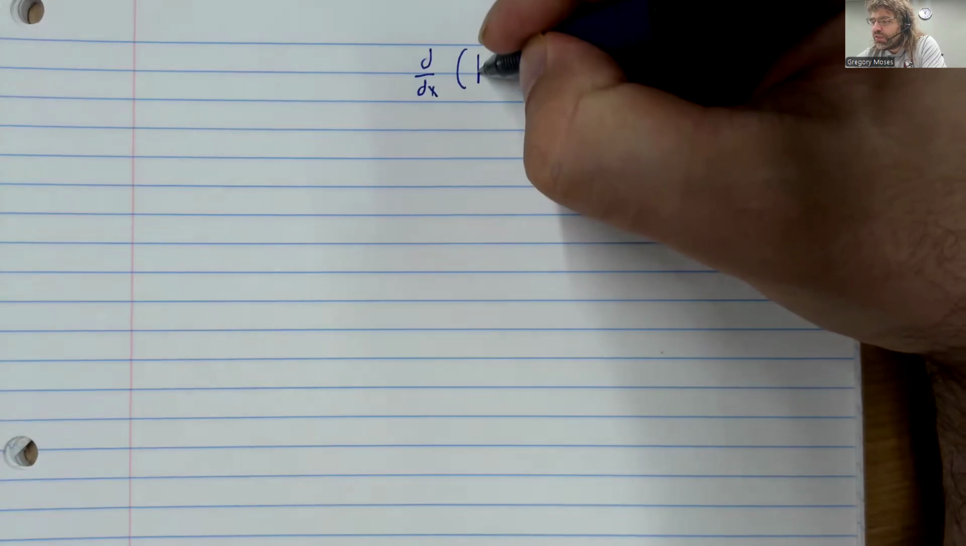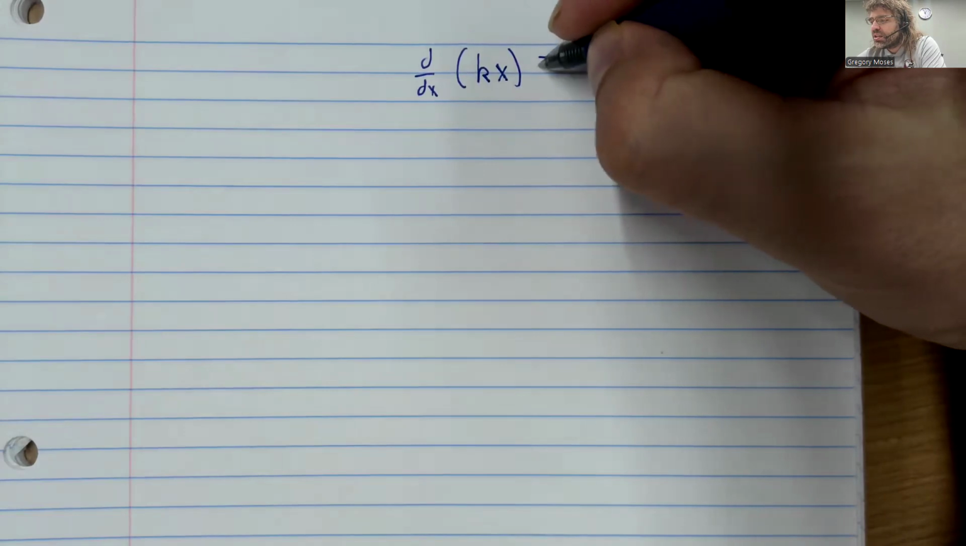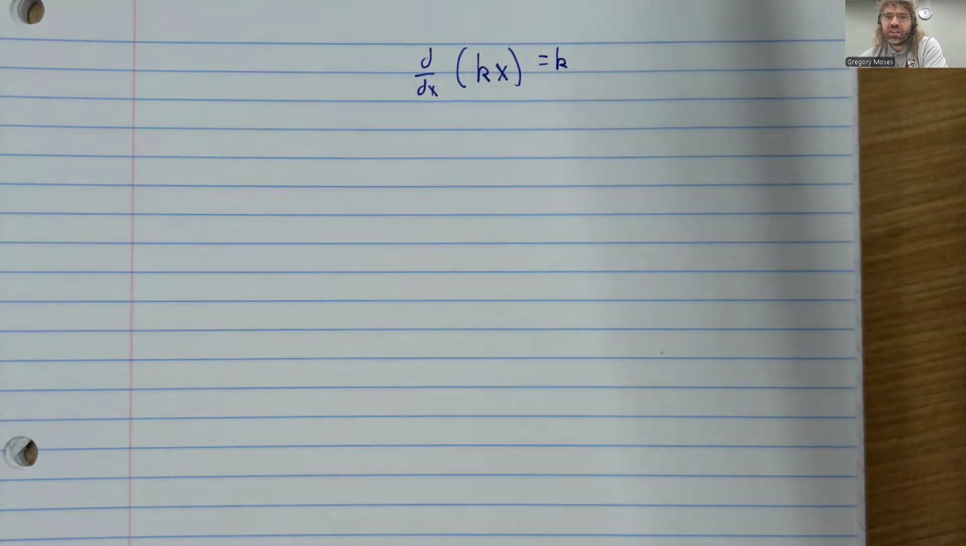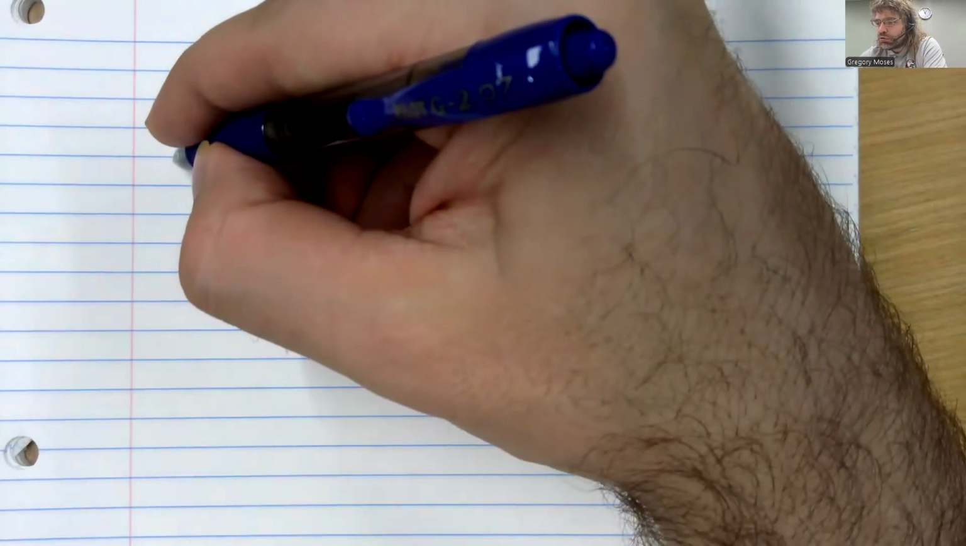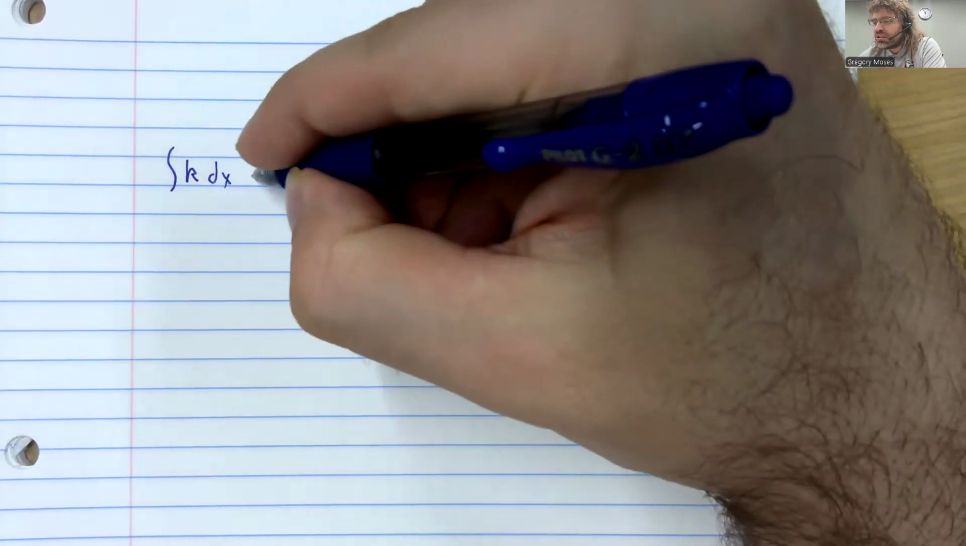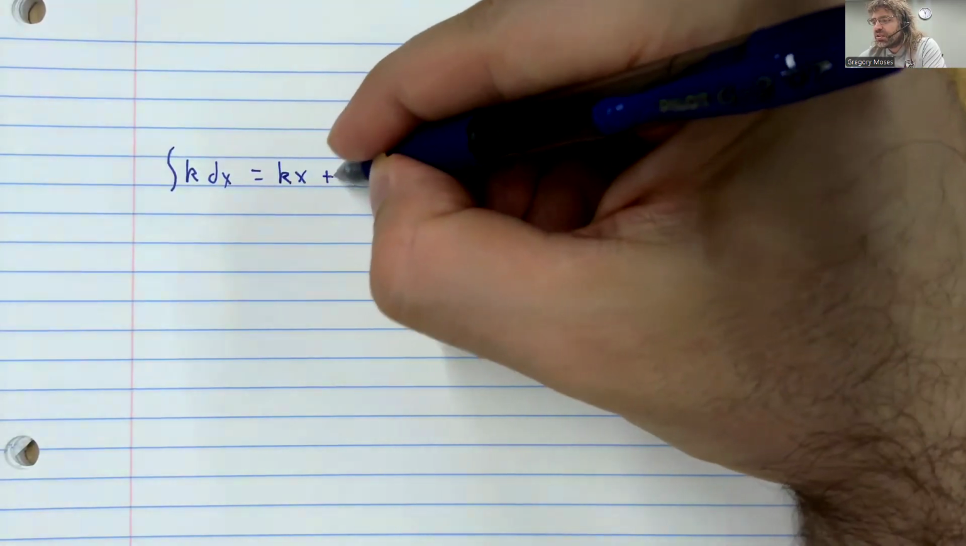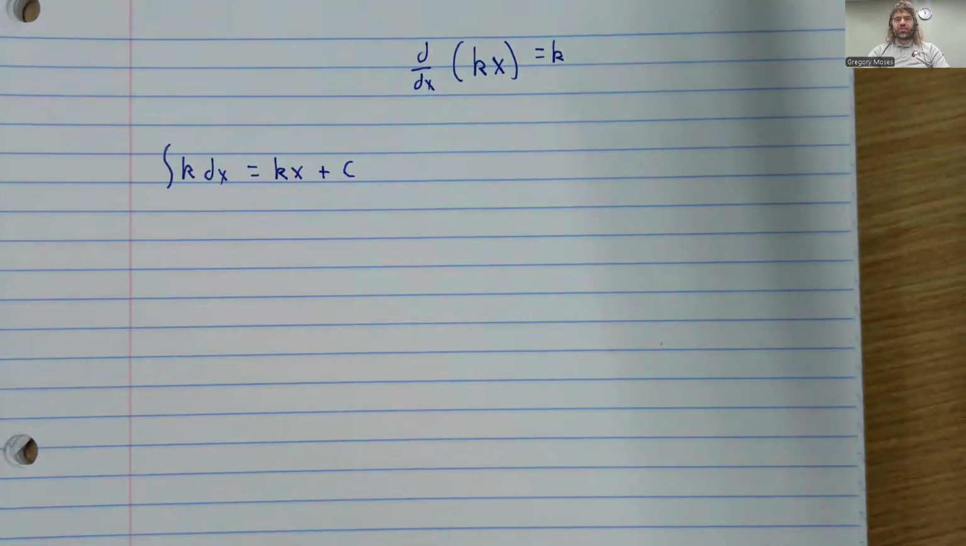So for example, we've said that the derivative of a constant times x is just the constant. This gives us a corresponding integral rule. The integral of a constant is the constant times x. And we'll take care not to forget our constants of integration.